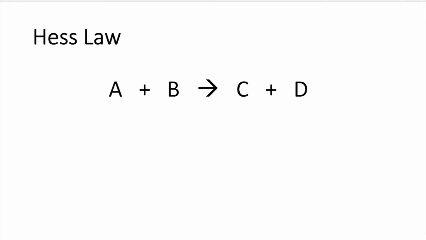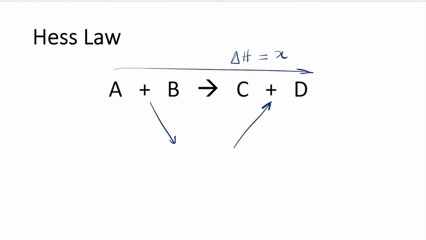So to put it in a simpler context, if we have a generic equation, A plus B changes to C plus D, and let's say that the energy change for this reaction is equal to X, then X would also be equal to the sum of any pathway taken by this reaction. So for example, if the reaction goes by intermediate products, the sum of the energy change from this point to that point and from here to here would be equal to X. Therefore, Y plus Z will always be equal to X.